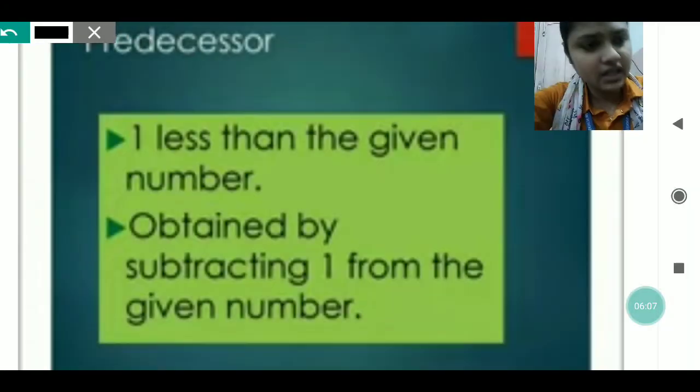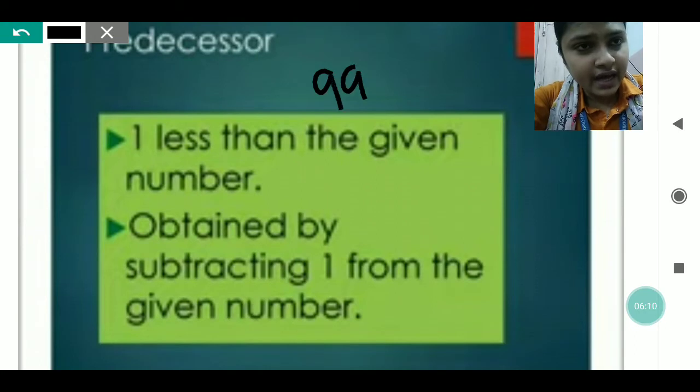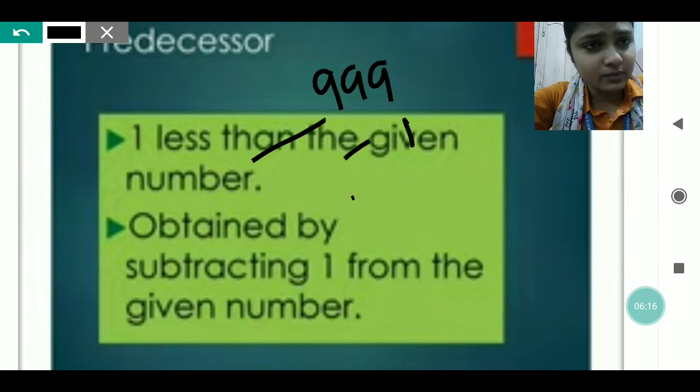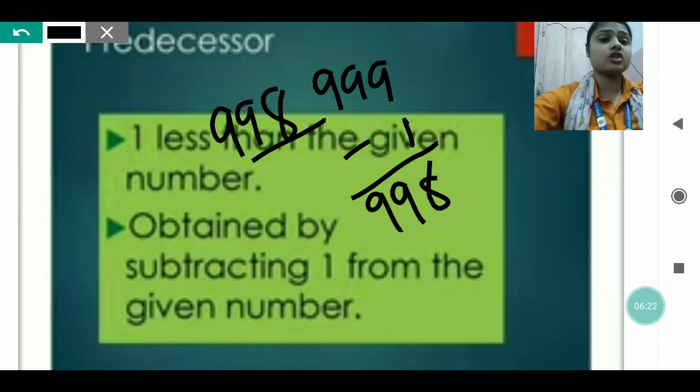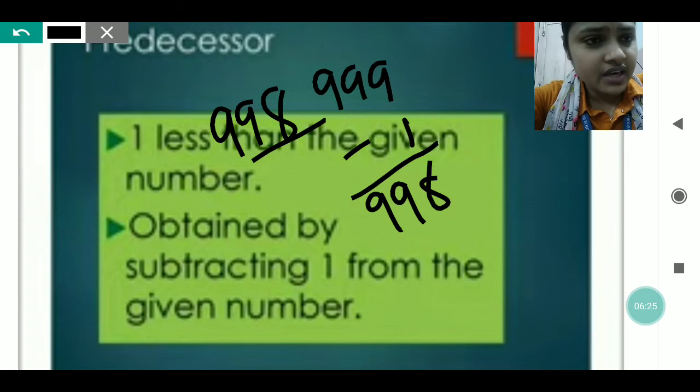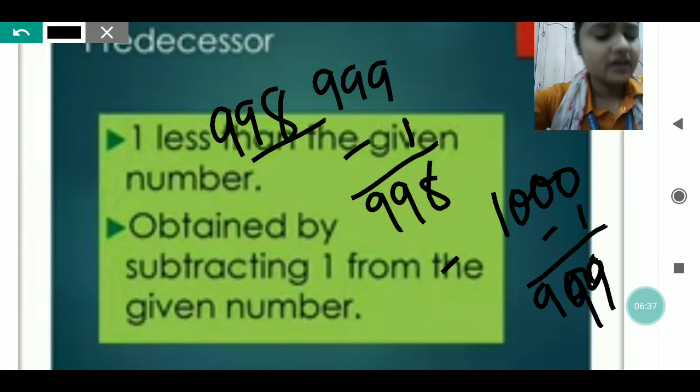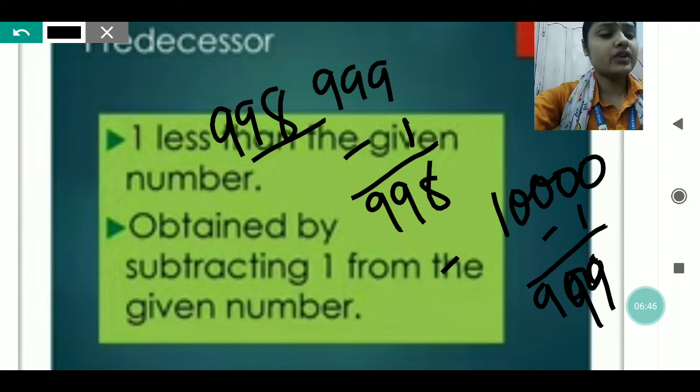How is this possible? Suppose 999 is written. You will subtract 1 from the last digit and you will get 998, and it is the predecessor of 999. In the same way, if we have to find out the predecessor of 1000, subtract 1 from this, you will get triple nine, 999. Or for the successor, you can add one more 9.